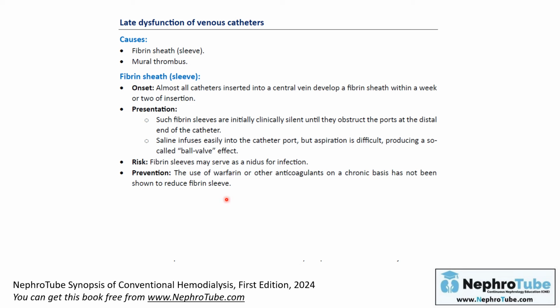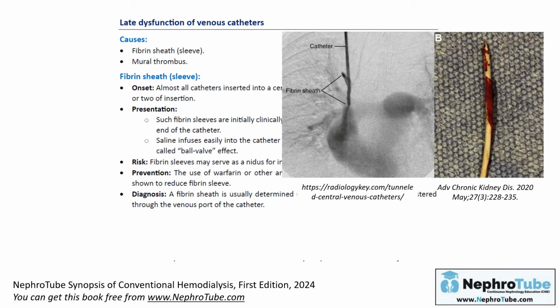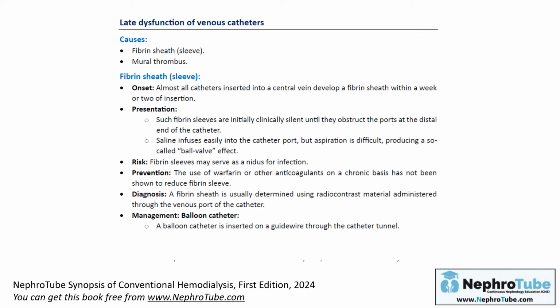There is no rule actually for the use of warfarin or systemic anticoagulants on a chronic basis to prevent the formation of these fibrin sheaths, and it is diagnosed by radiocontrast material, as I showed you. With the injection of radiocontrast material into the catheter, you can find the fibrin sheath developed around the catheter. Regarding its management, it is by interventional radiology.